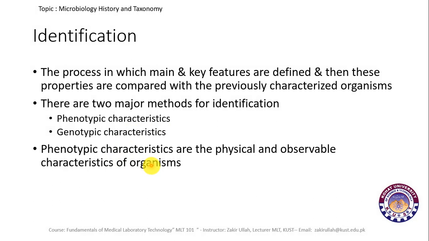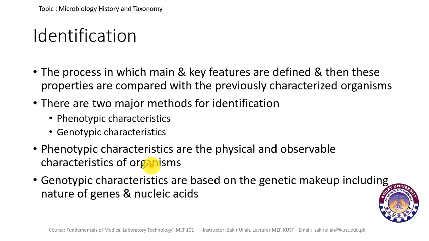The phenotypic characteristics are the physical and observable characteristics of the organisms, and the genotypic characteristics are based on the genetic makeup, including the nature of the genes, the type of genes present, and the nucleic acid present in them. On the basis of these two characteristics, organisms are identified and taxonomically classified.